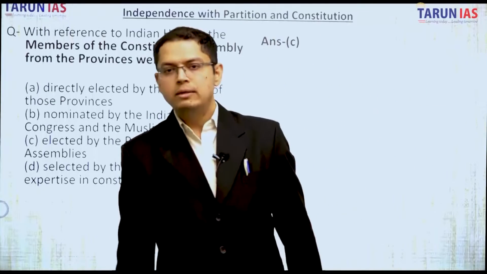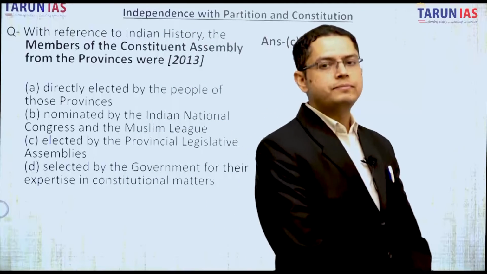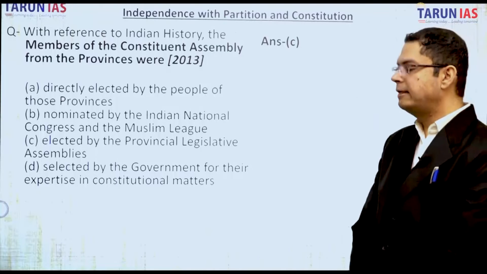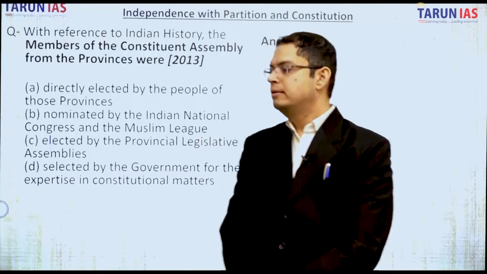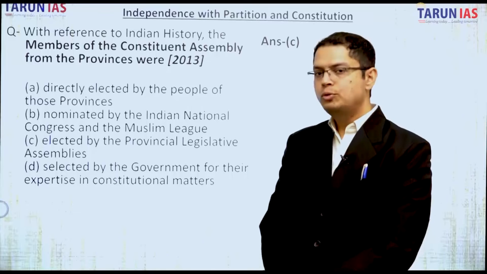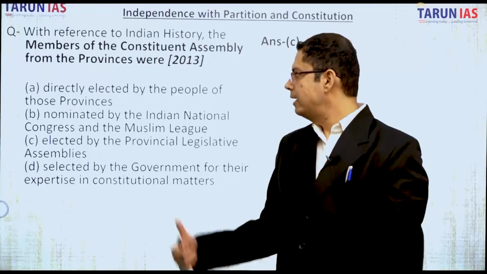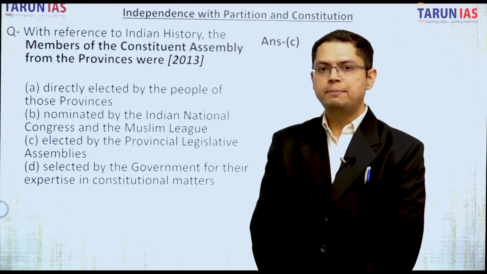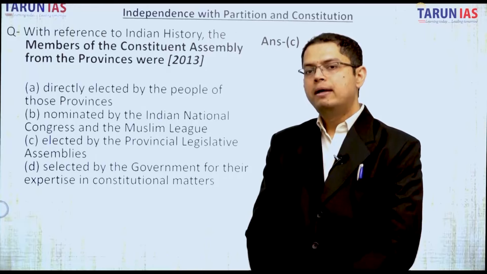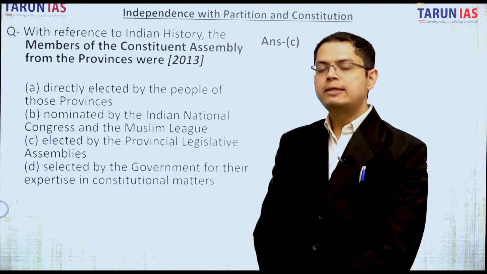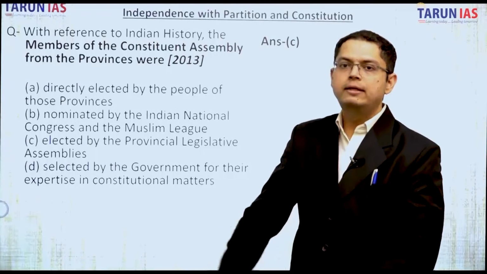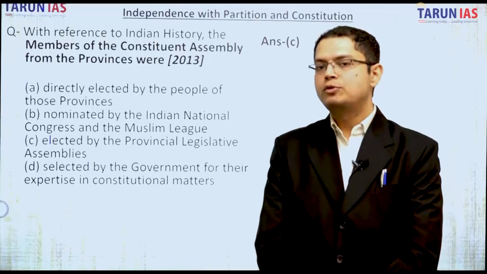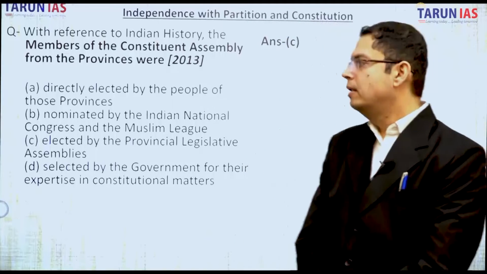Moreover, communal riots were happening, so they considered that it is better to constitute the Constituent Assembly through indirect election from the Provincial Legislative Assemblies, because Provincial Legislative Assembly elections had already happened and there were members, and indirectly the members of the Constituent Assembly were chosen, right?